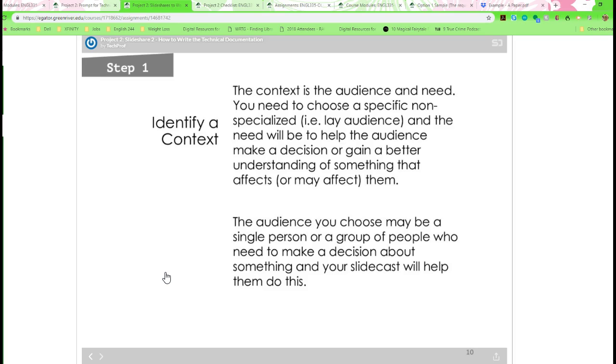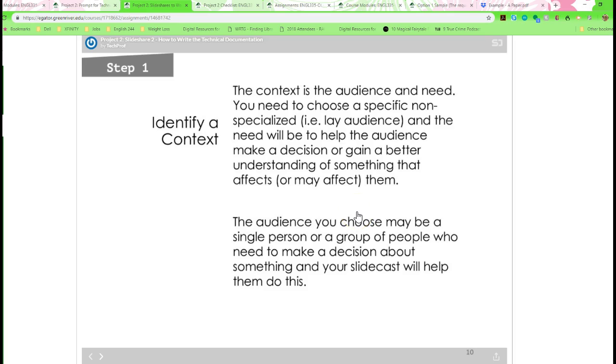You need to choose a specific non-specialized audience, like a lay audience, people who are not experts in the field. And the need will be to help the audience make a decision or gain a better understanding of something that affects or may affect them. The audience you choose may be a single person or a group of people who need to make a decision about something. And your slidecast will be to help them do this. So that's who your audience is. The memo is obviously going to be to me, but the audience for the slidecast are these people. I hope that makes sense.